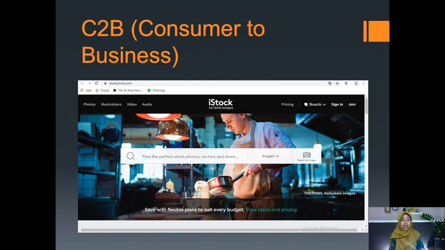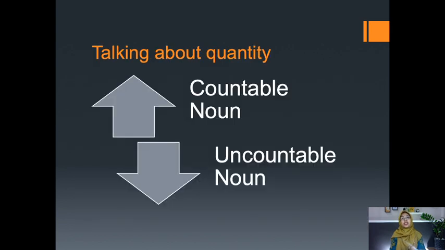Okay. When we talk about online transaction, we will always talk about quantity. What is quantity? Numbers. So when you have an online transaction, you will buy maybe 1, 2, a kilo, 2 kilos, some, much, or many stuff, right? So when you want to do some online transaction, I'll give you some tips on saying the right quantity. Okay, so here we go.